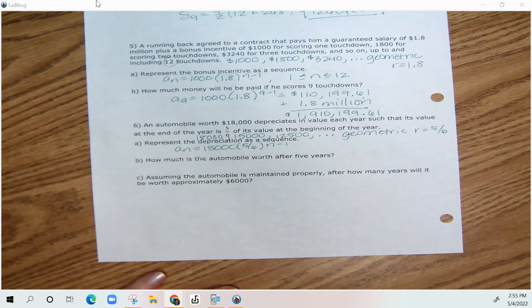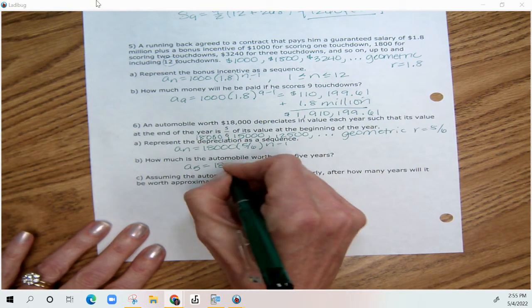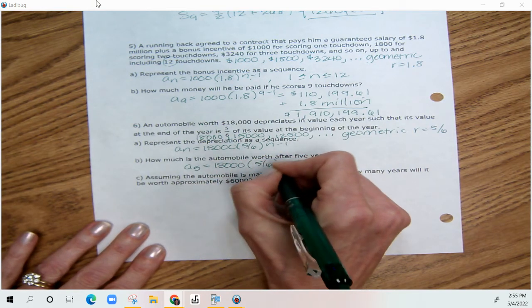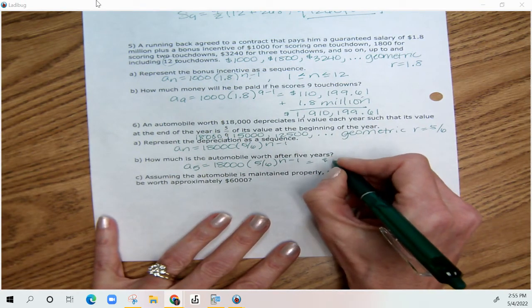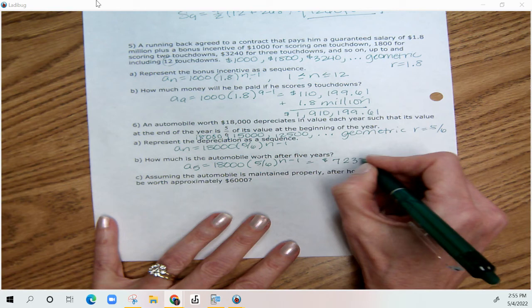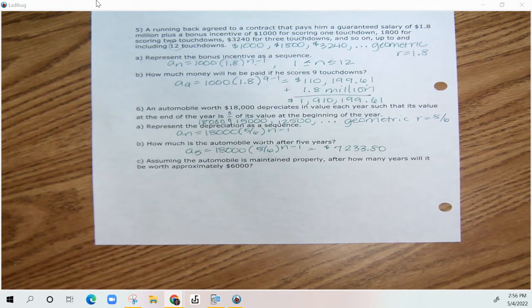How much is the automobile worth after 5 years? That's still a sequence question because I'm not combining years. I just want to know just in the 5th year what's its value. So that means I want to find A sub 5. So n must be 5. And after 5 years, it is worth $7,233.80.